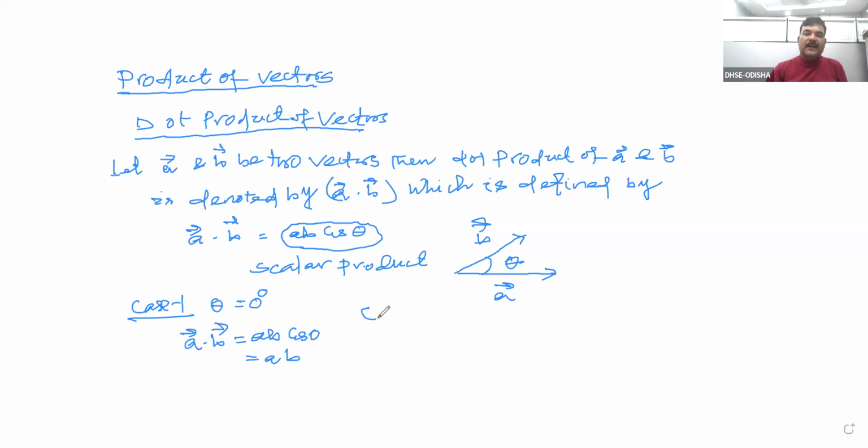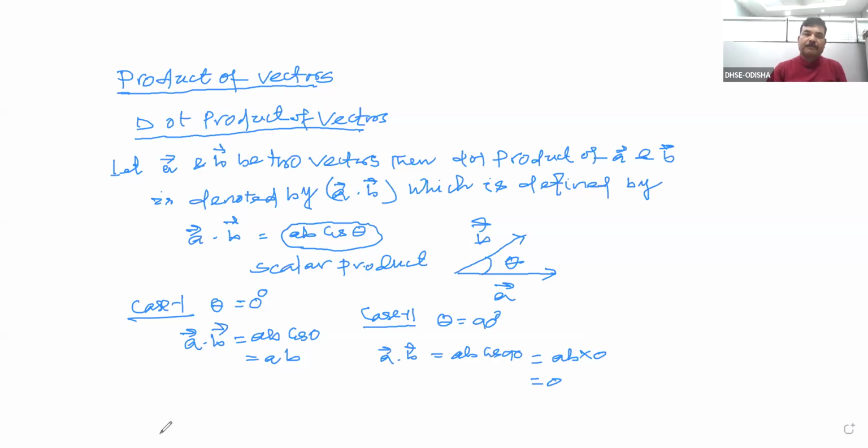Case two: theta is equal to 90 degrees. So A dot B equals AB cos 90. The value of cos 90 degrees is 0. AB into 0 is equal to 0. So two vectors are perpendicular if and only if their dot product is 0.